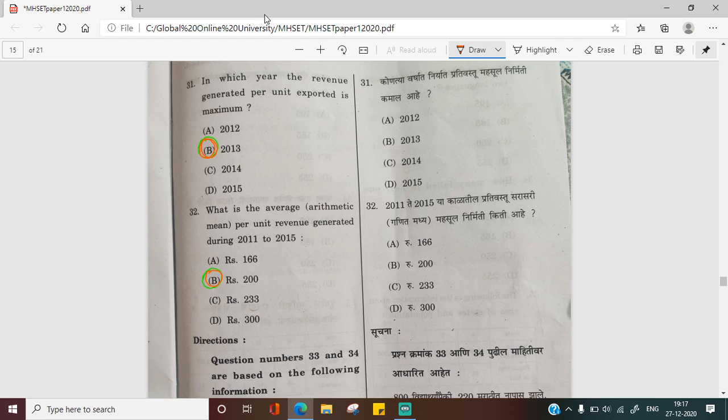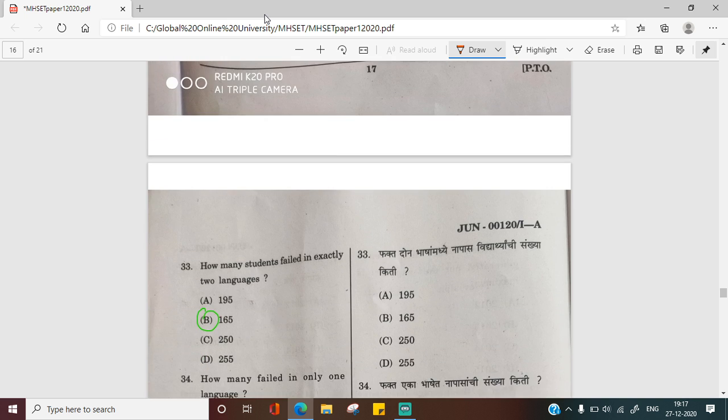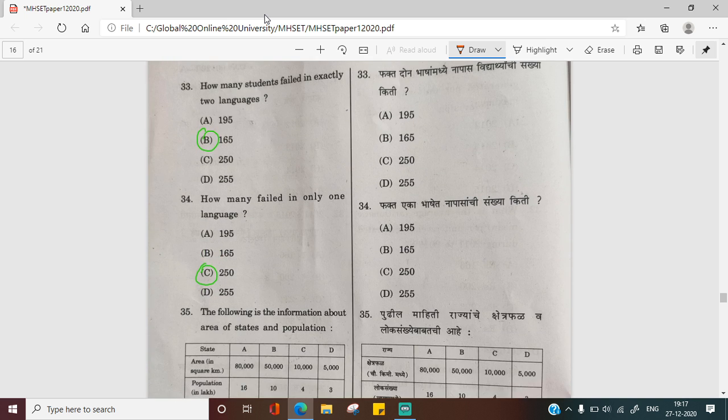What is the average per unit revenue generated from 2011 to 2015? What you have to do is calculate all the revenue, the mean of all the revenue, total of all the revenue upon total units. So when you divide those two, your answer will be option B.